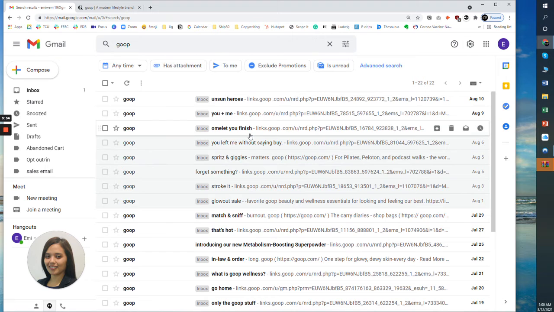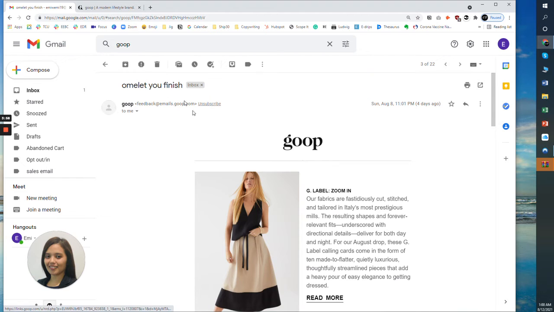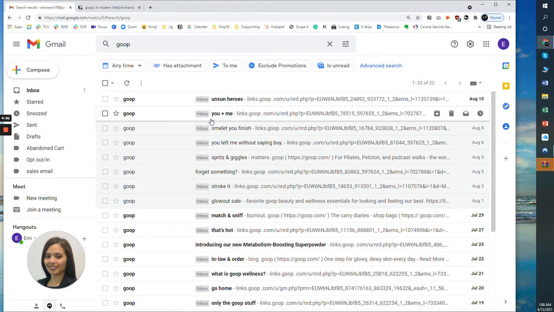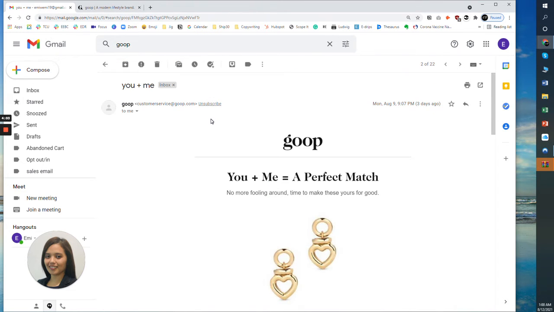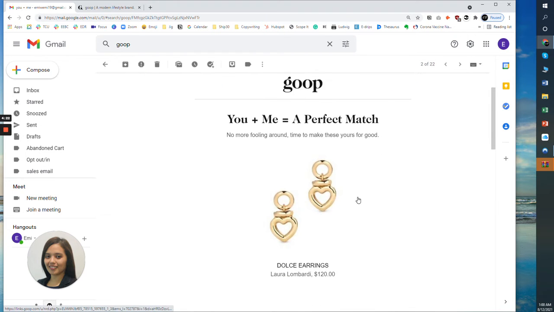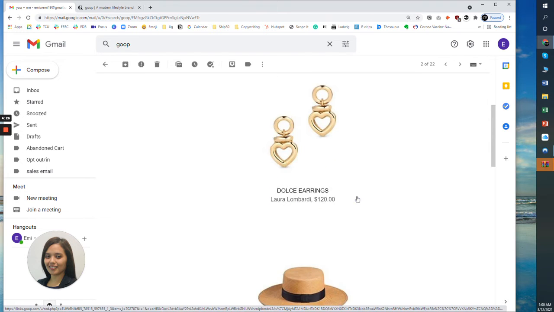So I think Goop really has these clever subject lines. And so no, this is not part of the abandoned cart. You plus me. Do they only have two emails? Oh no! You plus me equals a perfect match. No more fooling around. Time to make these yours for good. So I like that. I actually like their headers and their subheaders, the body copy after the header. They're quite clever and I think they're on brand.